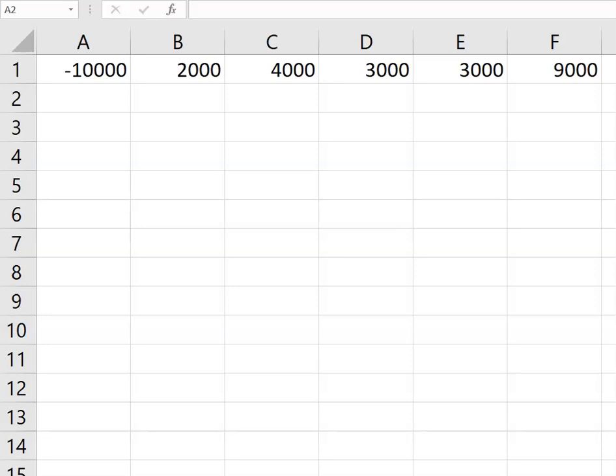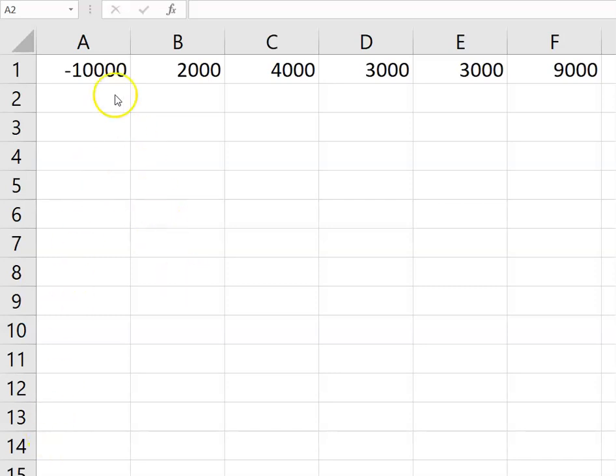Let's have some fun using Excel to do some capital budgeting problems. I'm showing here the example that I gave in the slides for the payback period. We're going to start by calculating the payback period, simple payback period.